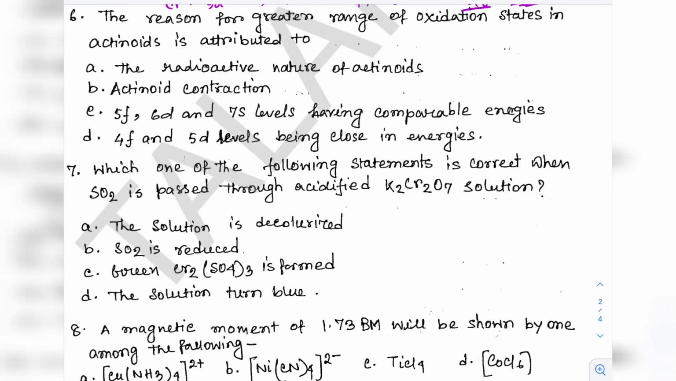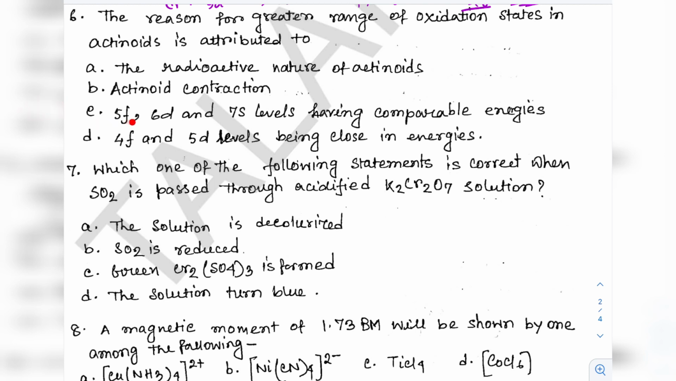Question 6: The reason for the greater range of oxidation states in actinoids is attributed to: first option, the radioactive nature of actinoids. Nope. Second option is actinoid contraction. The third option is 5f, 6d and 7s levels having comparable energies, and option 4 is 4f and 5d levels being close in energies.